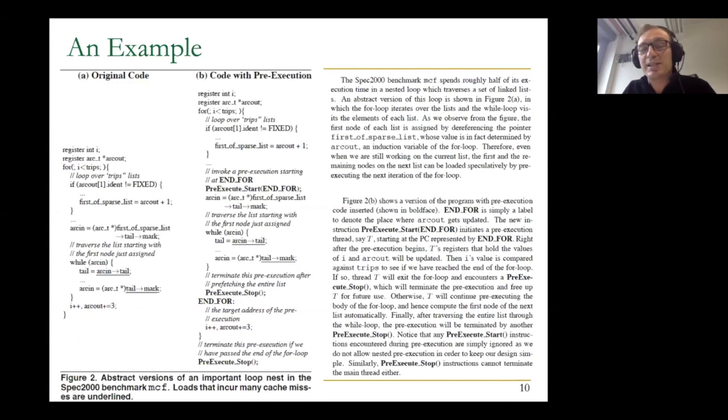This is a design choice. It can be different in other designs, but if you don't have enough thread contexts, this is probably a reasonable design choice. Basically, the pre-execution thread ignores the pre-execute start, but it doesn't ignore all of this. So it keeps executing this while loop in the second iteration. And when it gets to a pre-execute stop, it terminates itself.